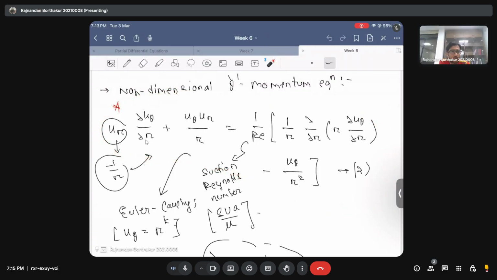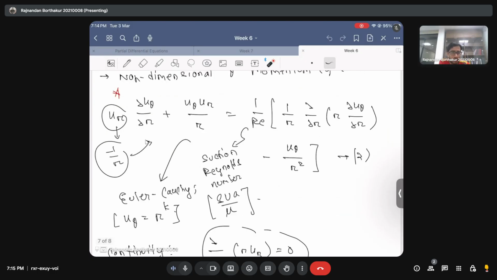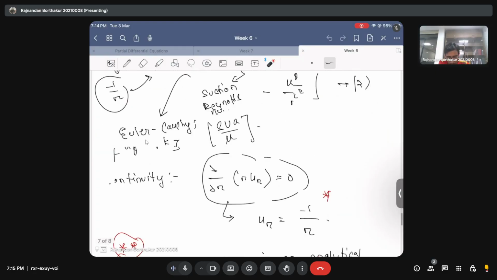Remember, we have invoked all the assumptions that we considered, for instance, the flow is axisymmetric and the flow is fully developed, and things like that. And this is the final form of the non-dimensional theta momentum equation, which again you get in terms of these non-dimensional variables, and also you have the suction Reynolds number in this form. So I gave you the hint on how to solve for a velocity field after that.